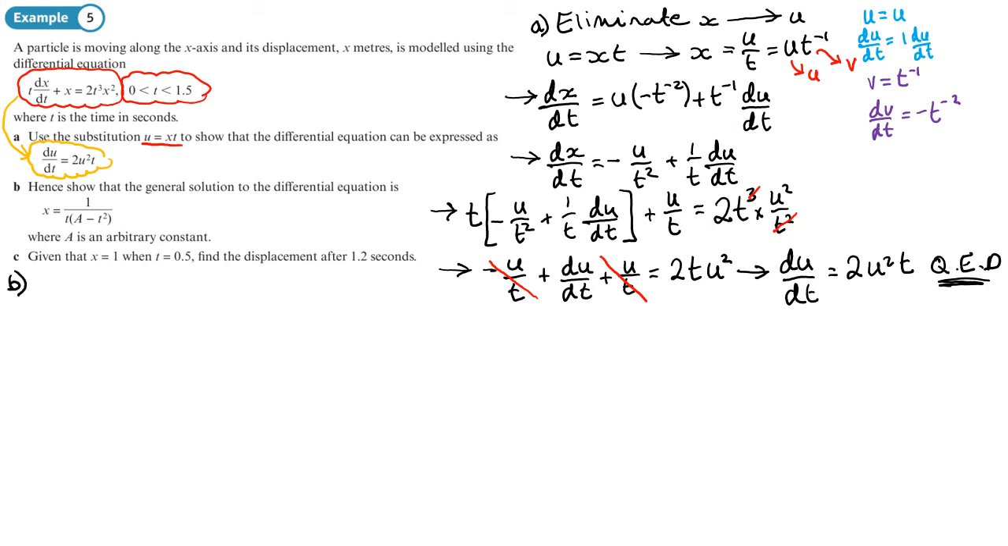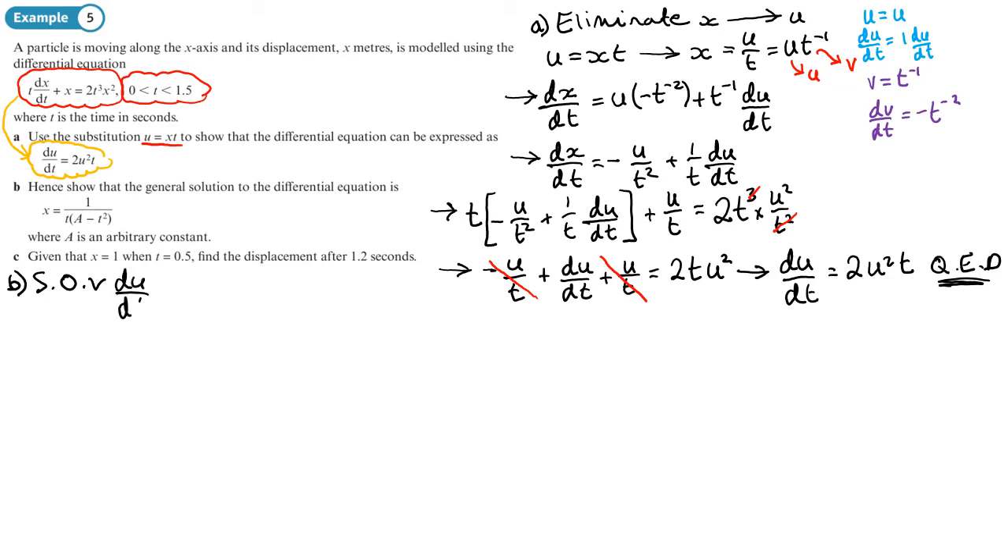Okay, part B of this question says, hence show that the general solution to the differential equation is this. So we are going to solve this and then substitute back, because this is going to be easier to solve, to integrate, than the original question that we started with. Now I'm going to solve it by using separation of variables.